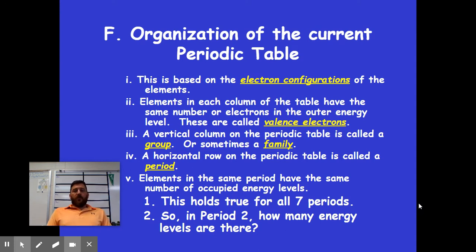Your nitrogen group, group 15, has 5 valence electrons. I misspoke. The oxygen group has 6 valence electrons. Your group number 17, those are called your halogens. They have 7 valence electrons.